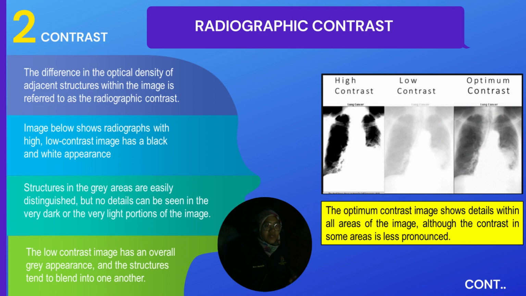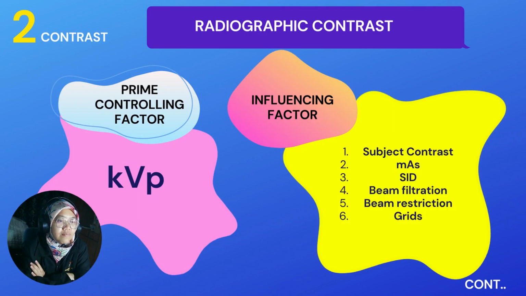The low contrast image has an overall gray appearance, and the structures tend to blend into one another, so it is difficult to differentiate what type of anatomy is nearby. The optimum contrast image shows detail within all areas of the image, although the contrast in some areas is less pronounced. So we should aim for the optimum contrast.